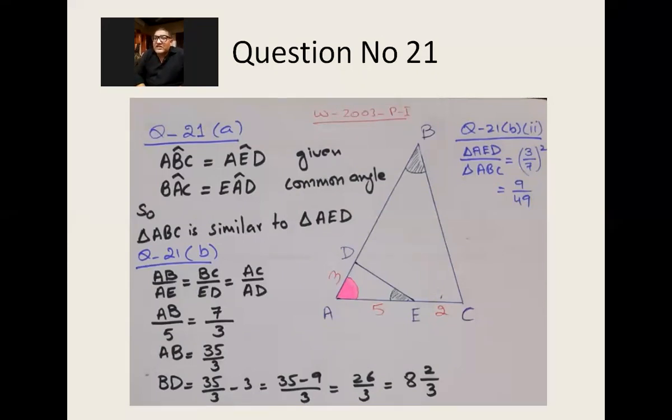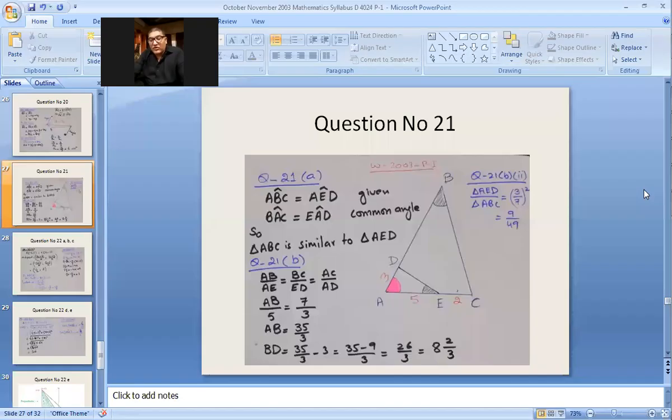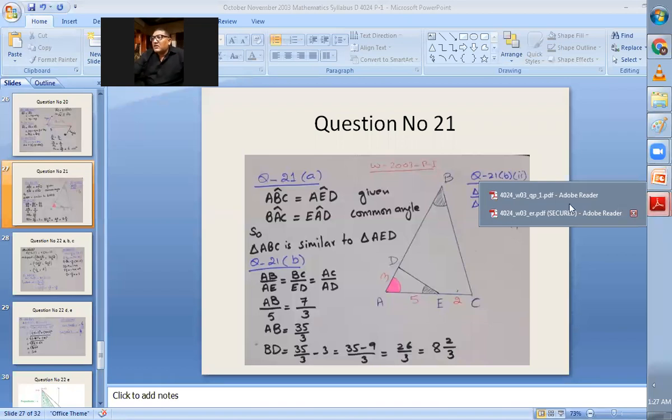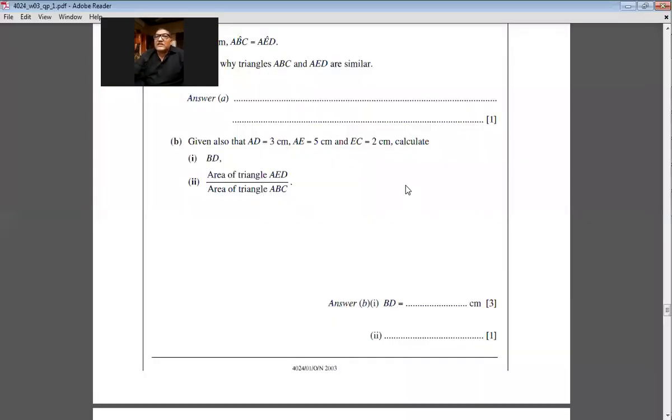Once you are done with this, let me show you the question, and then I will tell you how I have done this. Then he says, given that the side AD is 3 centimeter, the side AE is 5 centimeter, and the EC is 2 centimeter. Calculate the BD. The first question is calculate the BD. Let me do that and then we'll go to the next one.